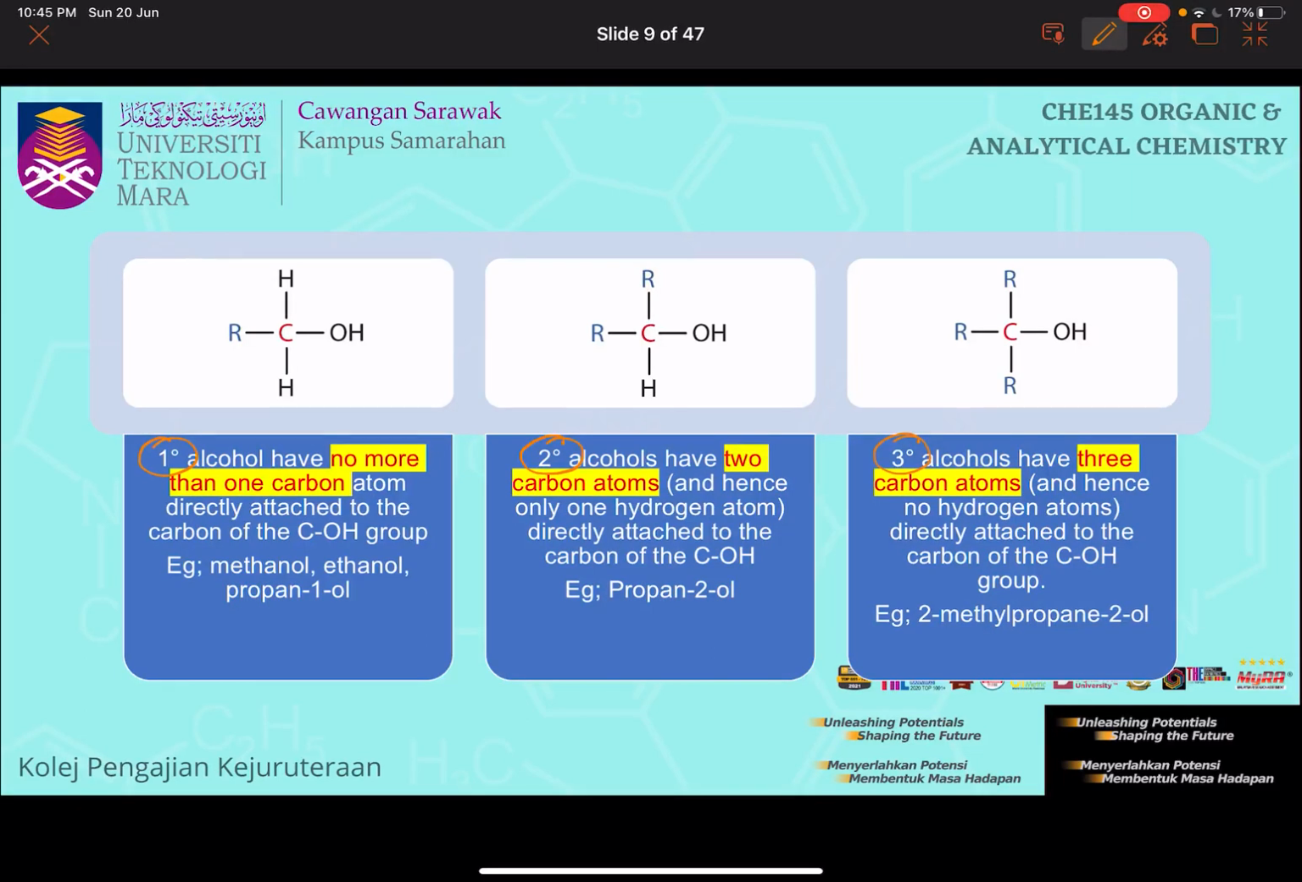It is very important to know how to identify them, because they undergo different types of reactions. In other words, they can use the same reagents, but the products that they get may differ. The products may differ based on the class of alcohol that is used as the reactant.